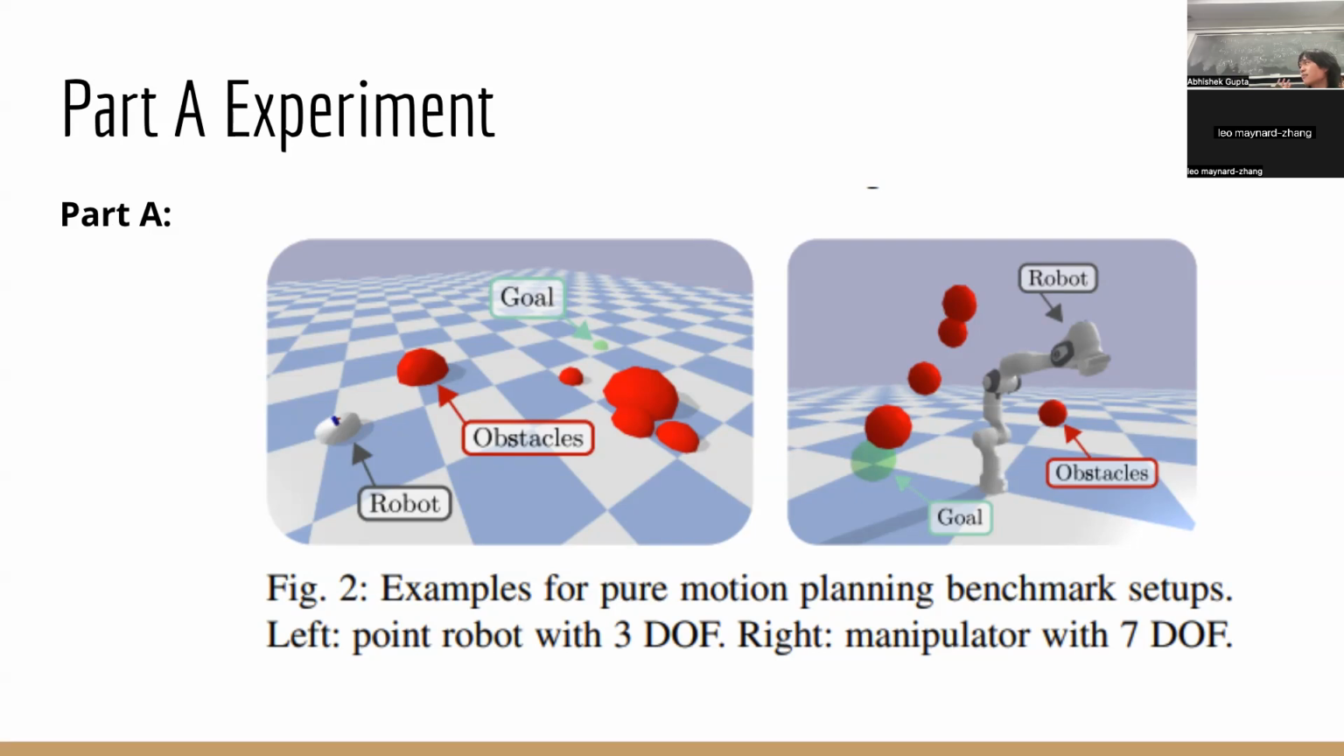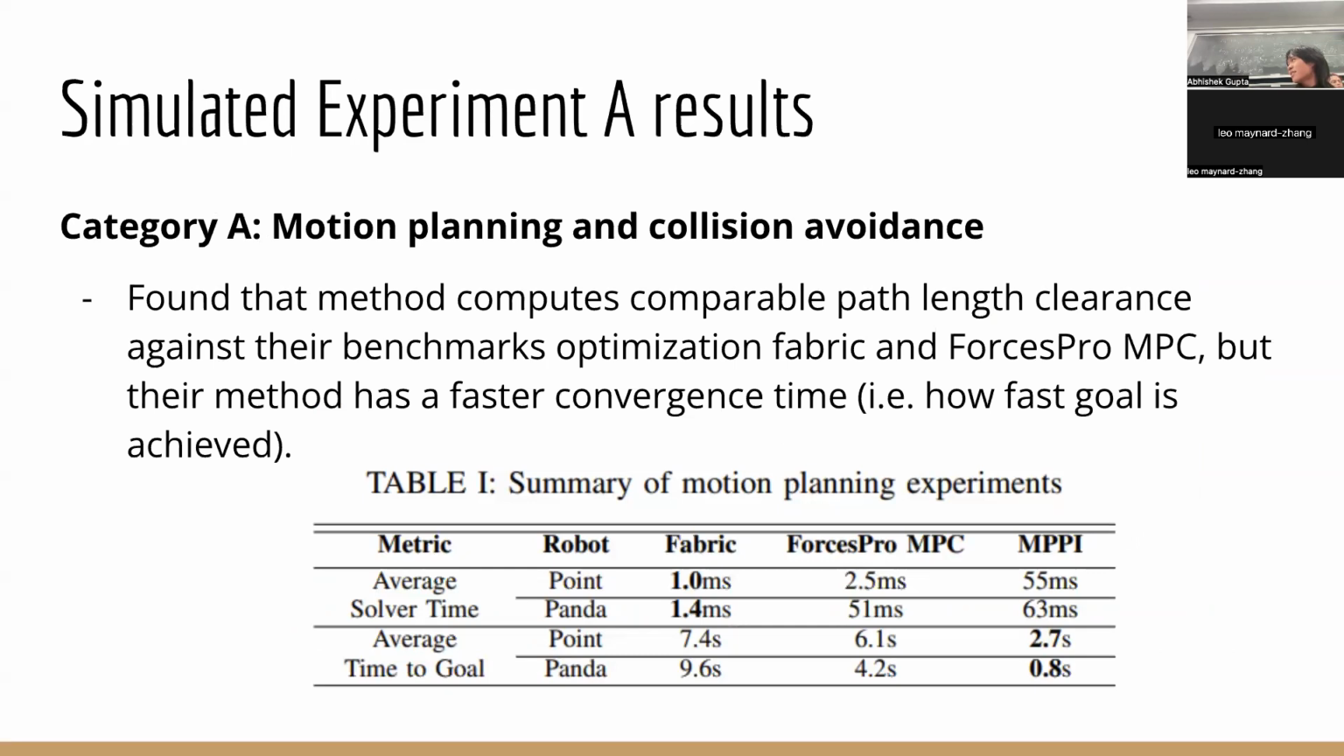And they'll be testing their performance against two benchmarks: a robot using optimization fabrics, a method researched by another researcher, and a robot following Proforce's MPC. Basically what they found was that with their method of using MPPI and IsaacGym, they had comparable path length clearance, which is the distance their calculated paths were from the obstacle. They want to minimize that against their benchmarks, but they found that their method has a faster convergence rate. So their robots were able to get to the goal location faster.